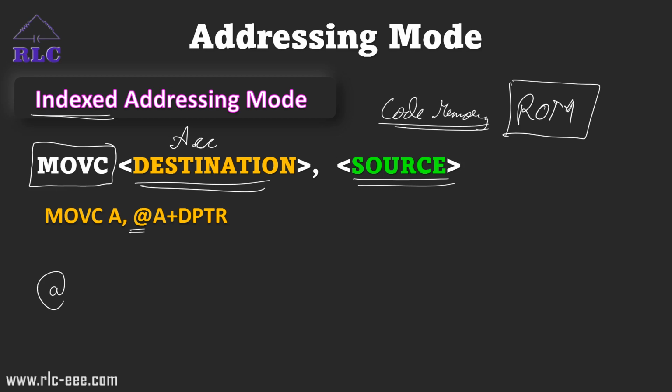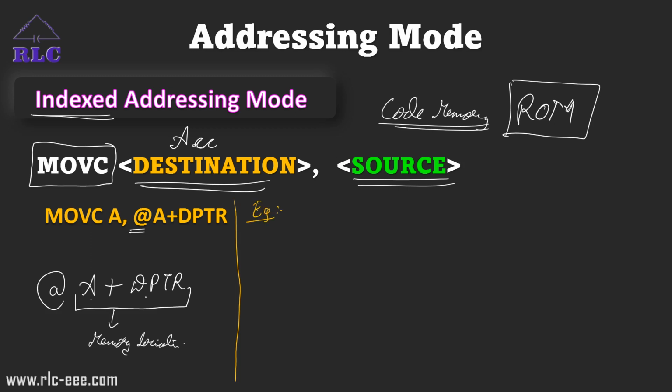Now at here we don't have only one register, we have an arithmetical operation of addition, A plus DPTR. That means addition of accumulator plus the DPTR value will act as the memory location. Assume we'll go with one example. So in the example, before executing this instruction, the starting value of accumulator is assumed as 01H, then DPTR is having a value of 0025H.